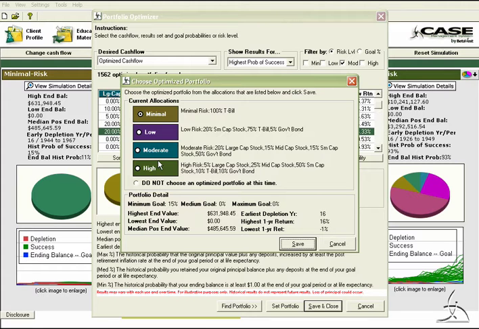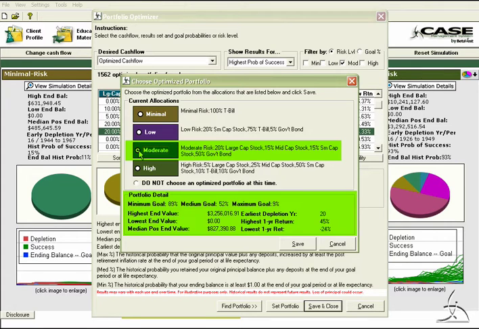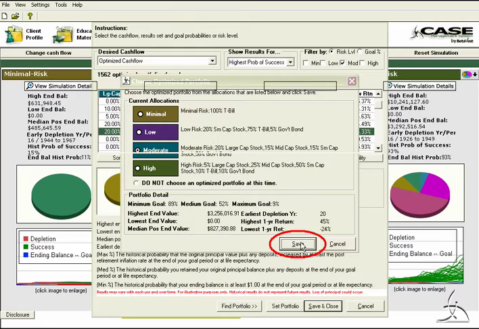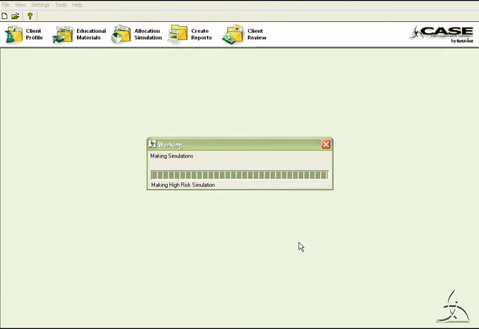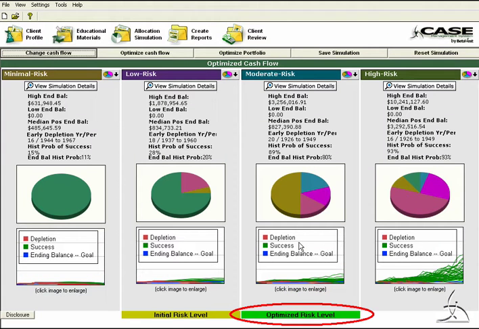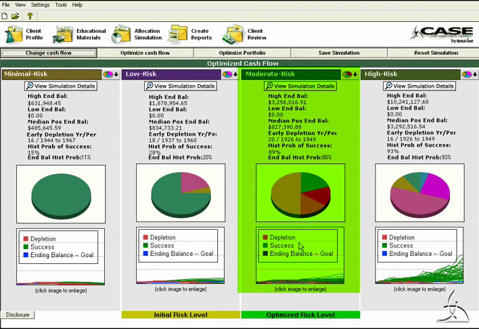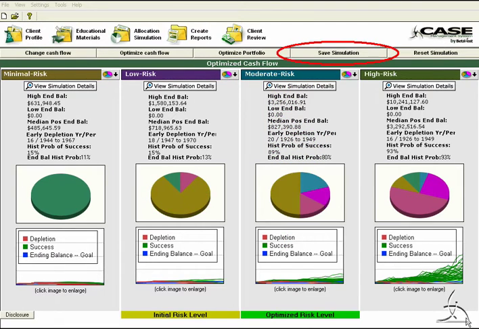However, if they are willing to increase their risk level to moderate, they can increase the historical probability of success to 90%. Based upon the assumption that they are unwilling to make further modifications to their cash flow, we will select Moderate Risk and select Save. The simulation will rerun and the moderate risk portfolio will display the optimized indicator in green, with the new results indicated in the broom chart. At this point, we will save the simulation so that we can proceed to the Report section.